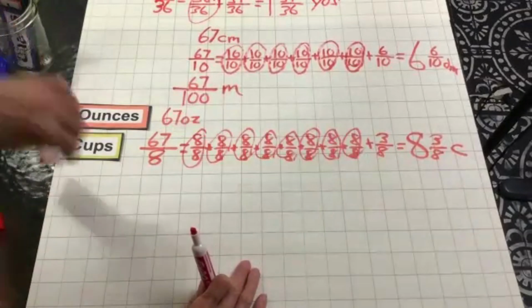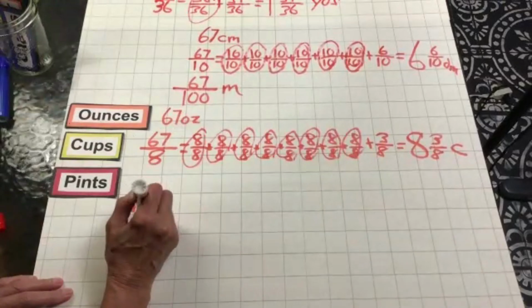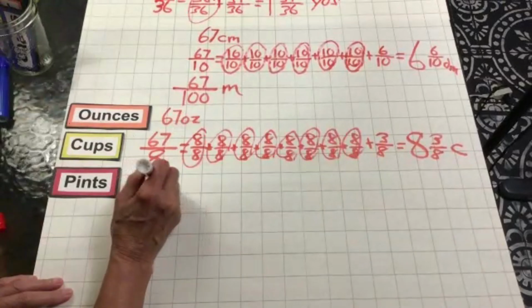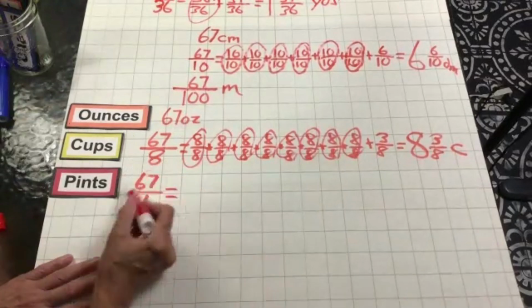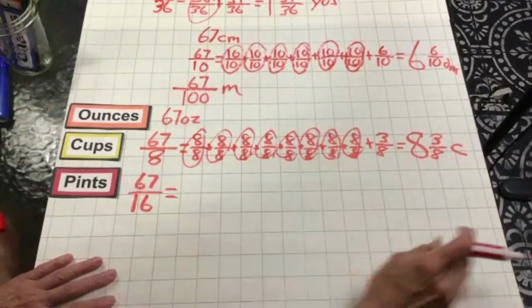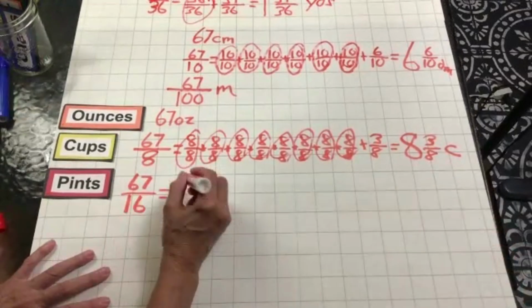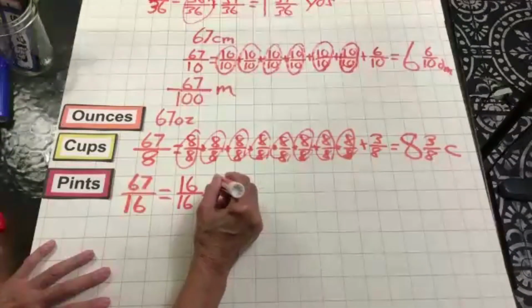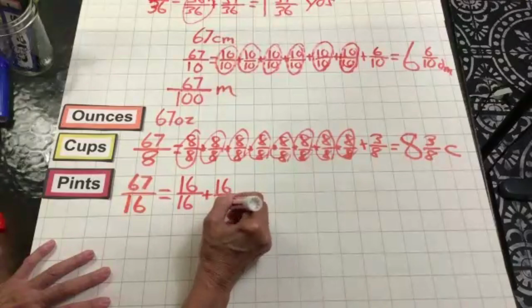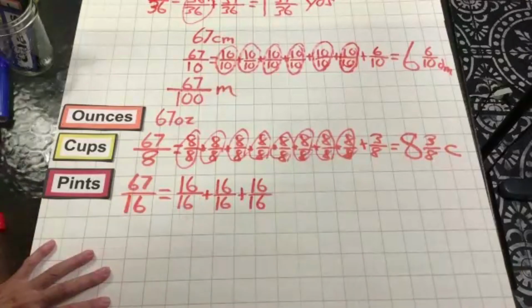Let's go on to pints. We know it takes 16 ounces to make a pint. So we're going to put our 67 ounces over our 16 so that we can break it apart. Our fractions are also division problems, but we're doing a backwards addition. So you can see how that works. So we're going to do 16 over 16 plus 16 over 16. That's 32.